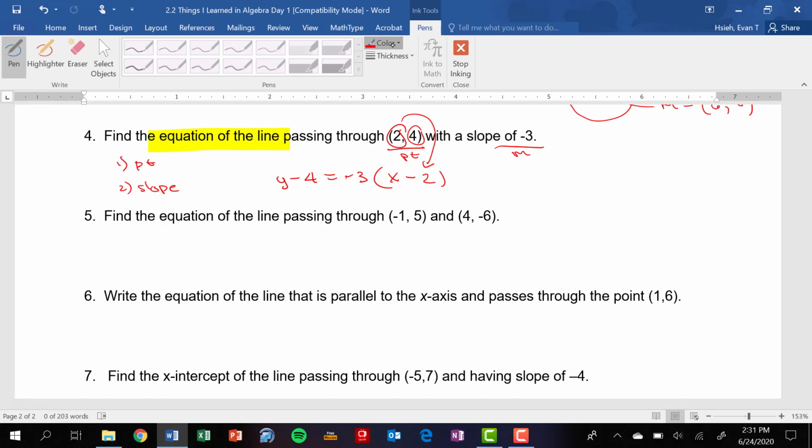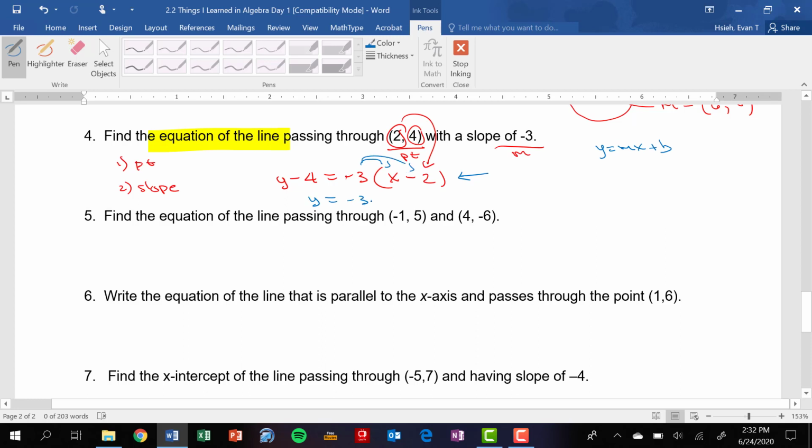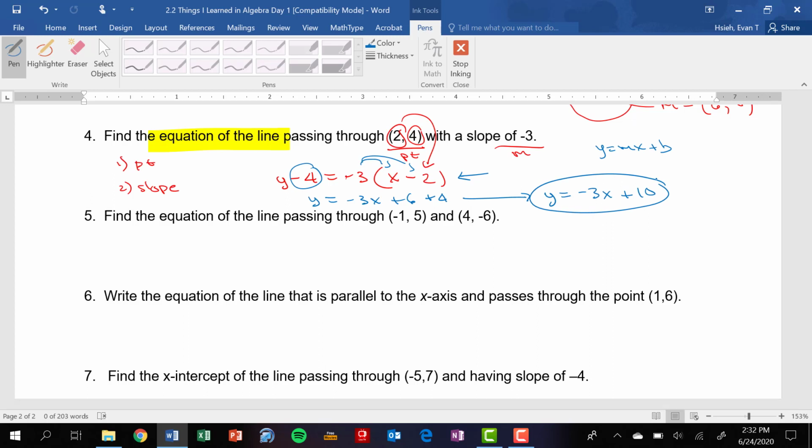If I wanted this in y equals mx plus b form, I would simply take the equation that we just got here and solve for y. So it's going to be y equals, distribute the negative 3x plus 6, and then I need to take this and add 4 to both sides. So let's rewrite this over here. It's going to be y equals negative 3x plus 10. And that would be y equals mx plus b form, or slope-intercept form.